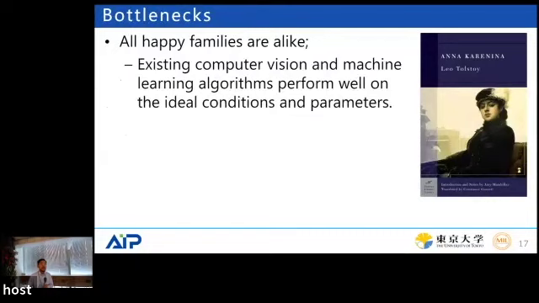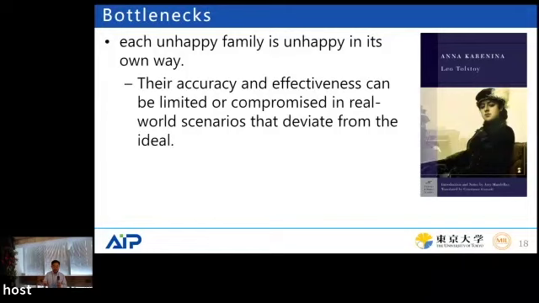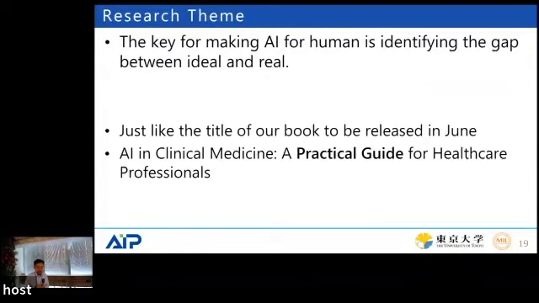For me, the real bottleneck stopping the real application of AI can be summarized like this. All happy families are alike: existing computer vision and machine learning algorithms perform well under ideal conditions and parameters. But each unhappy family is unhappy in its own way, which means in real-world practical scenarios, the parameters will deviate from the assumptions and will not be as good. That's why it is hard to apply AI to real-world scenarios. The key is to identify the gap between ideal and real. This is just like the title of our book to be released in June, which I like most. It's a practical guide for healthcare professionals and all people.